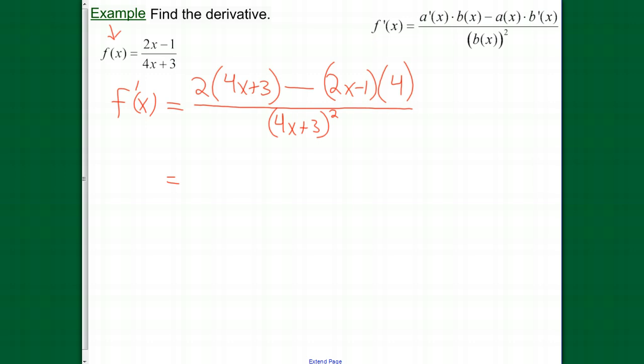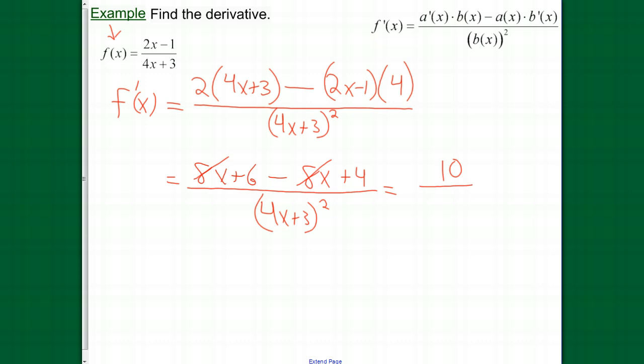So, doing some distributive property, we're going to get 8x plus 6 minus some more distributive property: 8x, and we're subtracting a negative 4, so that becomes a plus 4, over the denominator squared. So in that numerator, we have an 8x minus 8x. That goes away. 6 plus 4, we are looking at 10 over 4x plus 3 quantity squared. This is our derivative. There's nothing else we can do. There are no common factors or anything to clean up. That's it.